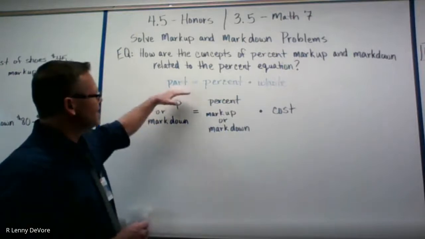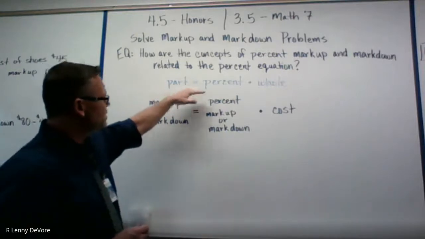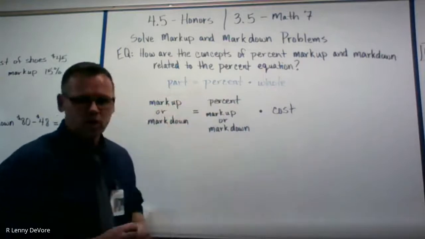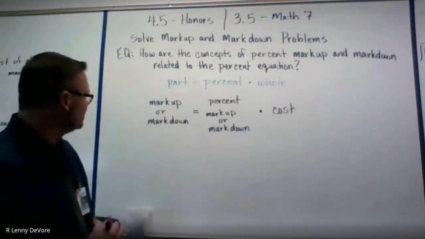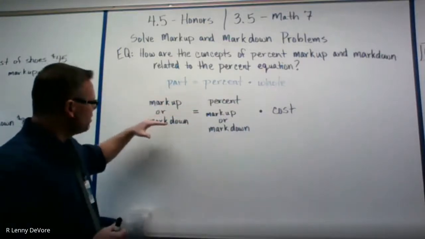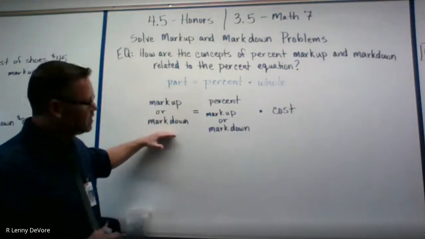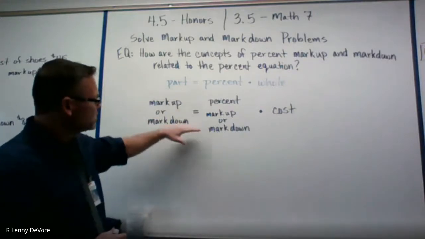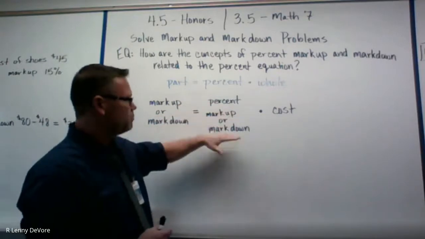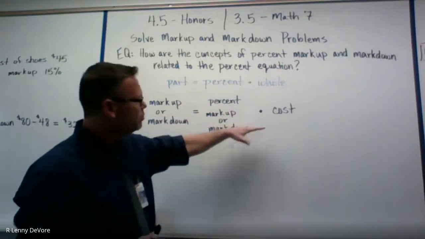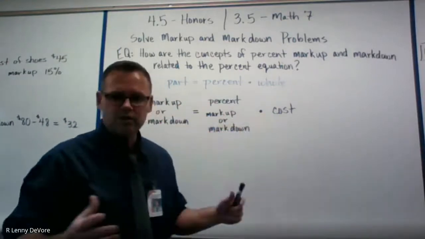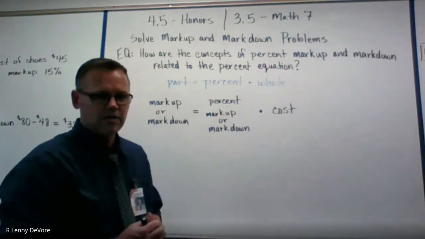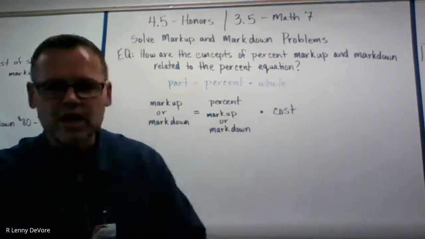In other words, the percent equation is part equals percent multiplied by whole. Now, the way it's related is we're going to use the markup or the markdown, and I'm going to show you that here in a minute. And that's going to equal the percent markup or markdown multiplied by the cost. So whatever the original cost is. Okay. So let's look at that in action.